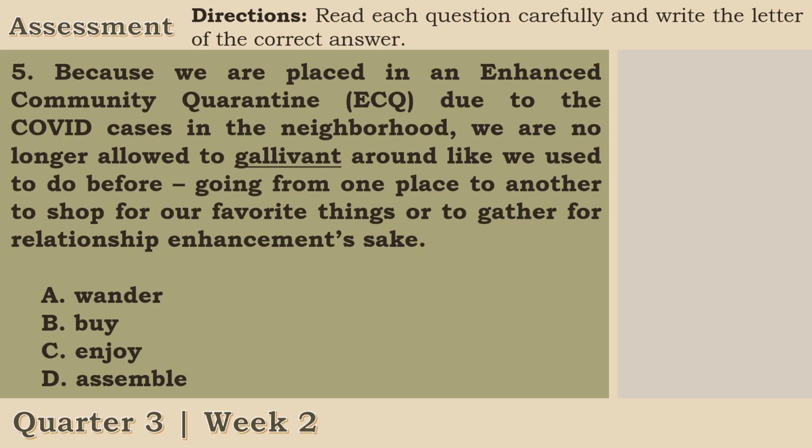Number 5. Because we are placed in an enhanced community quarantine or ECQ due to the COVID cases in the neighborhood, we are no longer allowed to gallivant around like we used to do before, going from one place to another to shop for our favorite things or to get together for relationship enhancement's sake. The underlined word is gallivant. What does it mean? A. Wander. B. Buy. C. Enjoy. D. Assemble.